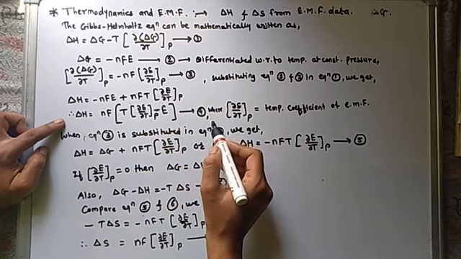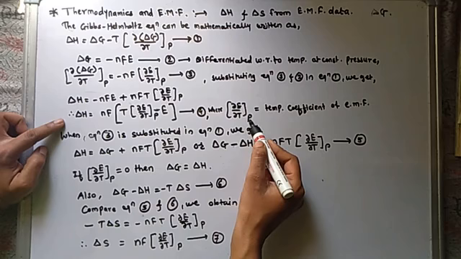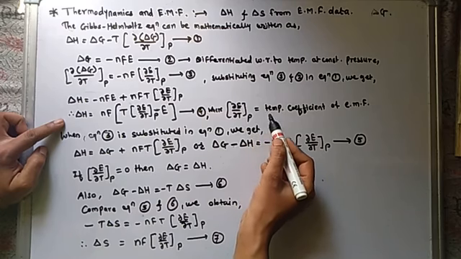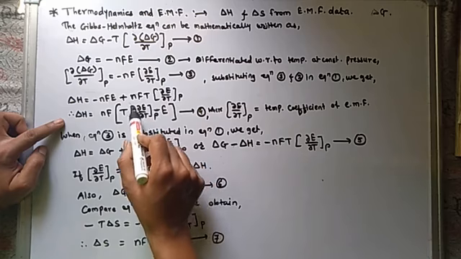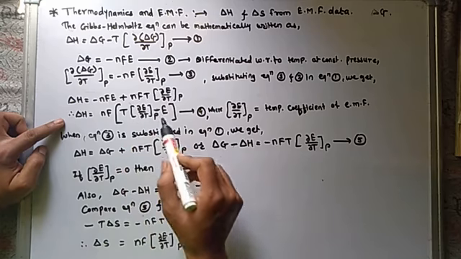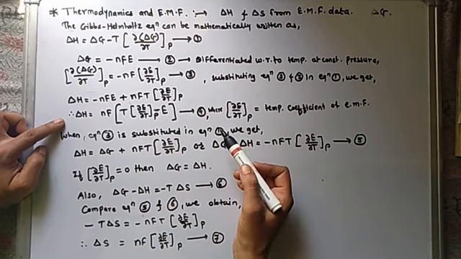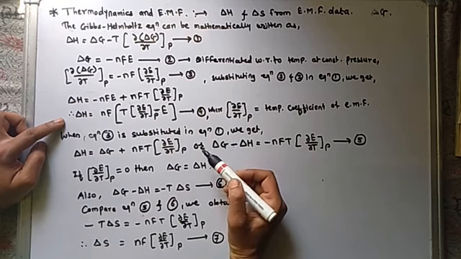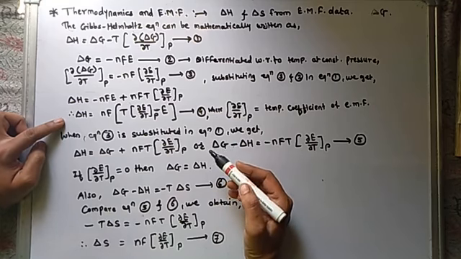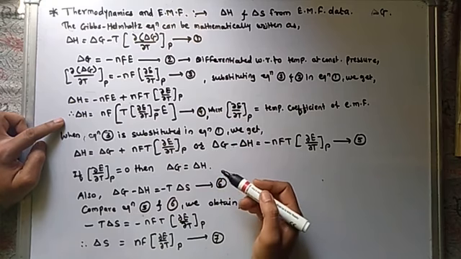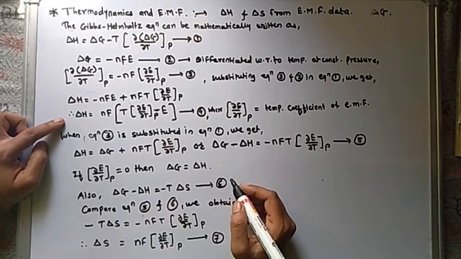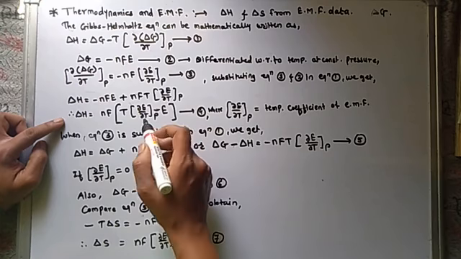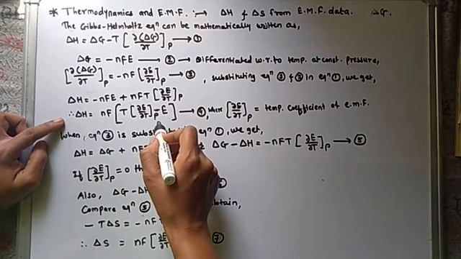By using this equation, ∂E/∂T at constant pressure is represented as the temperature coefficient of EMF. This term measures the rate of change of EMF with temperature at constant pressure. Also, it can be determined by measuring the EMF of the cell at different temperatures. The EMF values are plotted as a function of temperature. The slope of that plot gives ∂E/∂T at constant pressure.